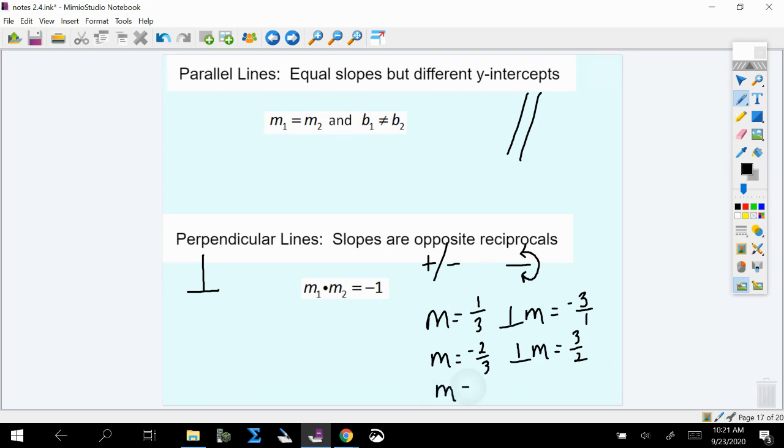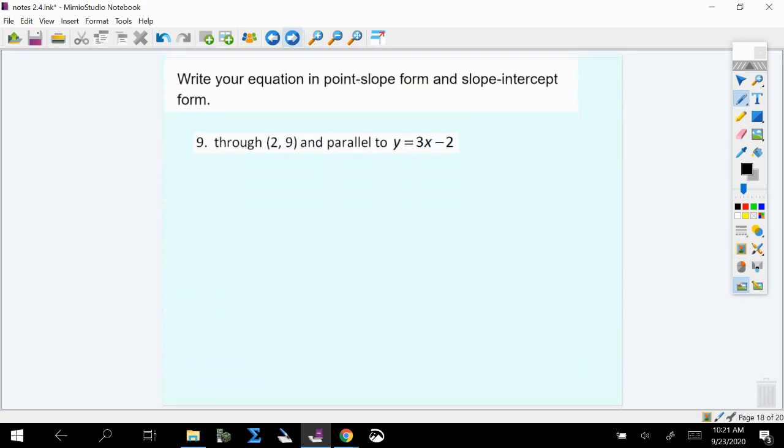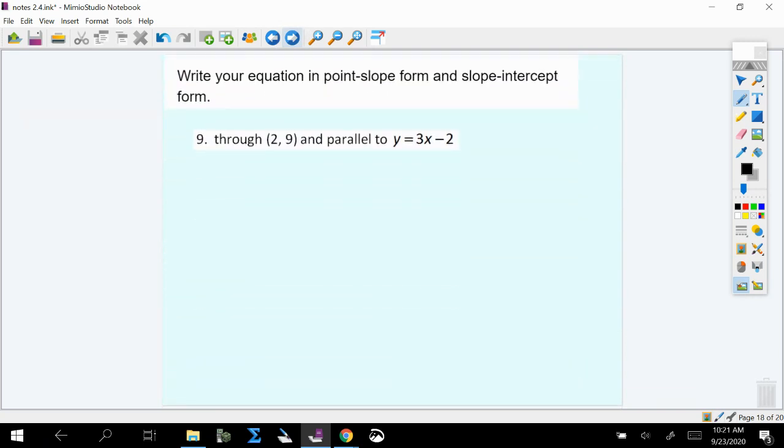If I have a slope of 4, my perpendicular slope would be the opposite reciprocal, -1 over 4. So for any slope that is given, you can find the perpendicular slope by using the opposite sign and flipping the fraction. We're going to practice with a couple questions. This one is asking you to write an equation in point-slope form and slope-intercept form, so we'll practice all those old forms. We know a point that it goes through and a line that it is parallel to. If it is parallel to this line, what we care about most is the slope.